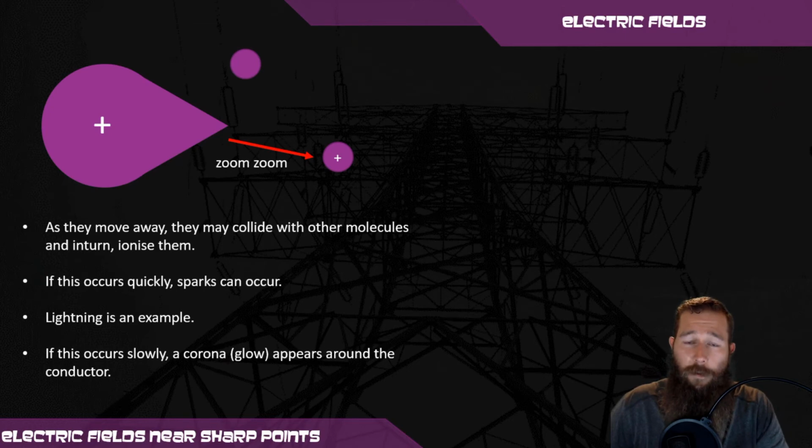Now if this occurs quick enough, a spark can occur, and lightning is an example of this, as well as a Tesla coil. And if this occurs slowly enough, a glow appears around the material. Another example where this is used as an application is photocopiers. So I do have a video, I'll put another link in if you want more information about how photocopiers work.